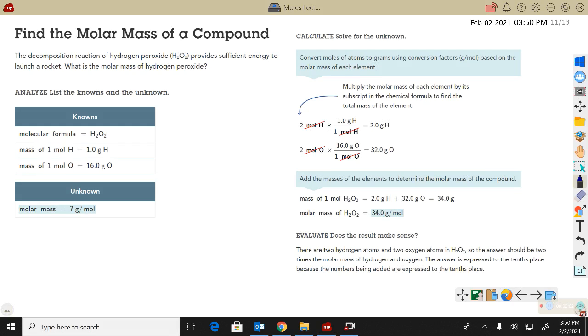Let's practice finding molar mass of some compounds. So you want a periodic table, because we're going to need to look up the molar masses of each individual element, and you might want a calculator. Here is an example of finding the molar mass of hydrogen peroxide.